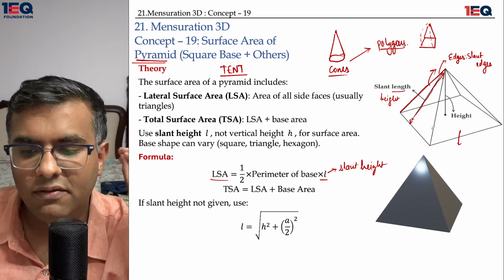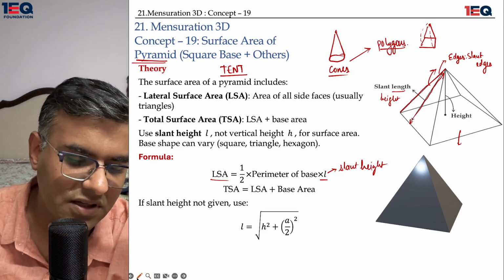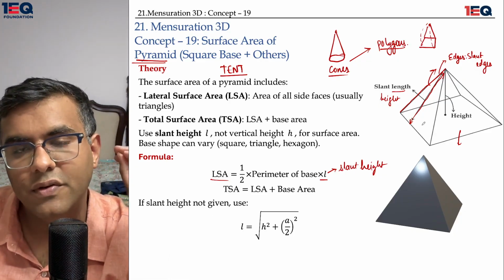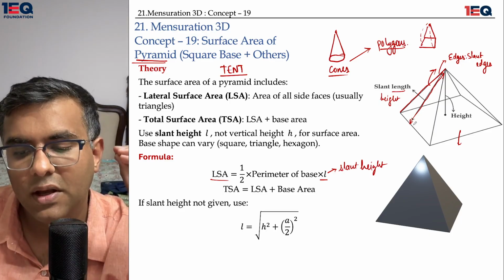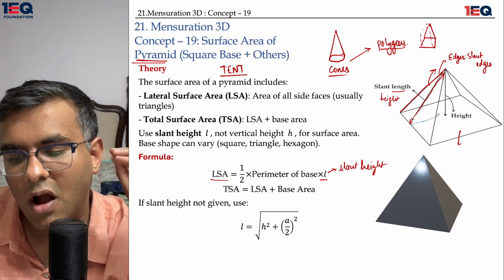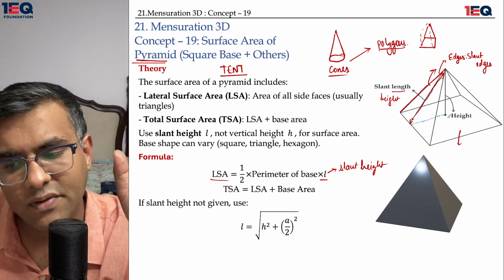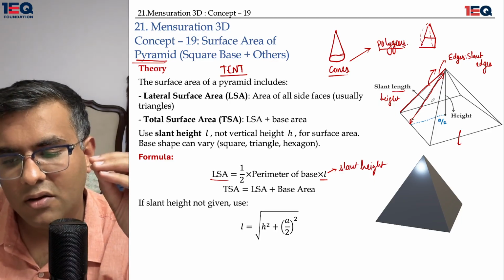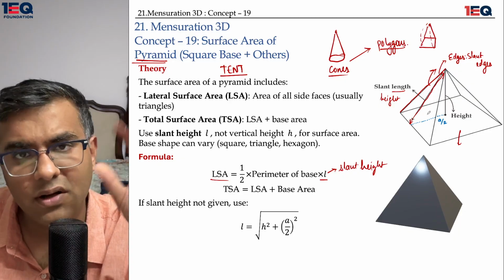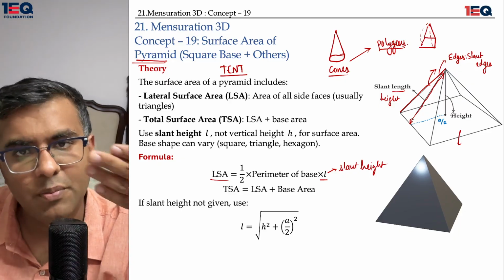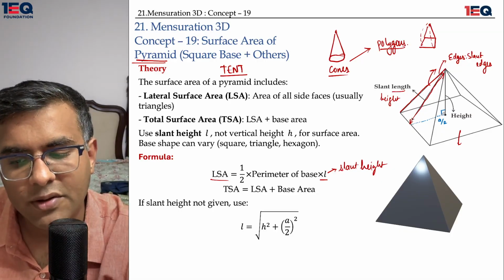If you wish to find out the slant height, you would have to have half of the length of the base with you, because this is a by 2. I'm assuming that the base figure you see here is a square, so the side of the square upon 2 will form the base of the triangle in which you can apply Pythagoras theorem.